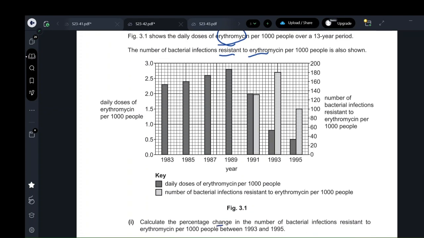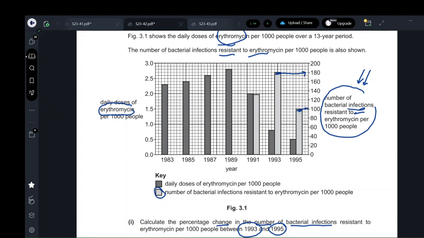Calculate the percentage change in the number of bacterial infections between 1993 and 1995. Where is the number of bacterial infections? They are the light gray bar, 1993 and 1995. Take care. You have to look at this scale. This is the number of bacterial infections. Here, it is the doses of erythromycin. So when I read the number, I have to read from the scale on the right. This is 180 and this is 100.